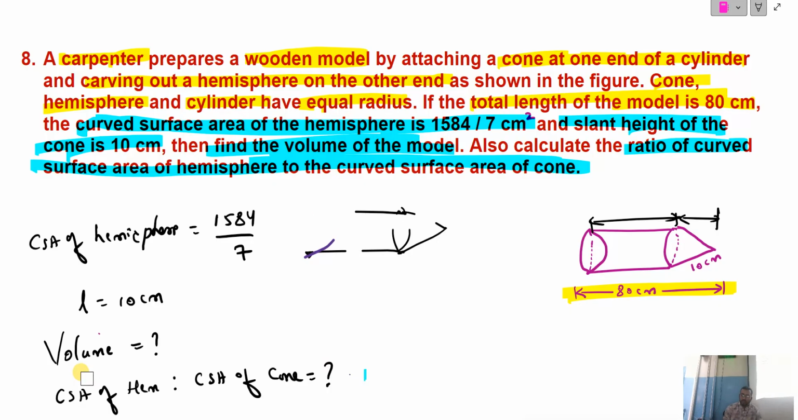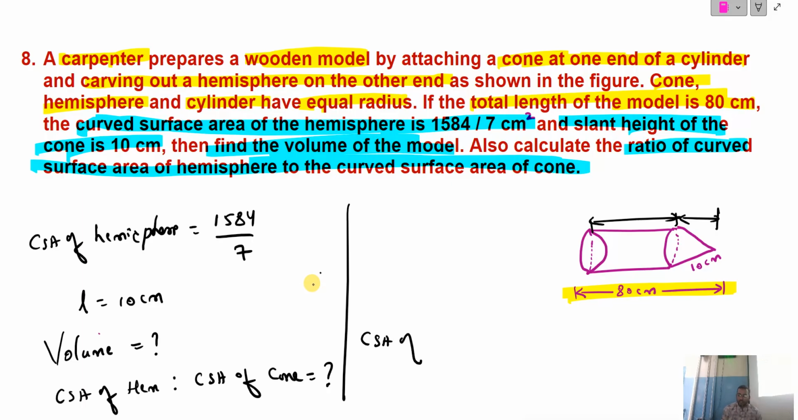My dear students, now let me proceed further. In the figure, they have not given the radius. They said radii are equal, but they have not given the radius. So something is needed from the given data. The given data is the curved surface area of hemisphere, equal to 1584 divided by 7. Now we know the formula of curved surface area of hemisphere, that is 2 pi r square.